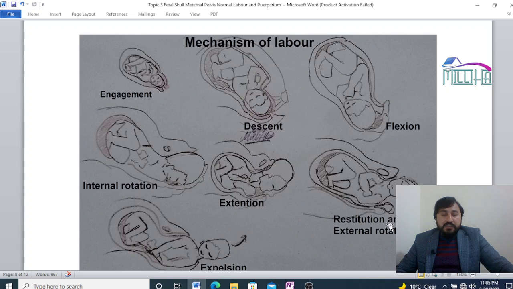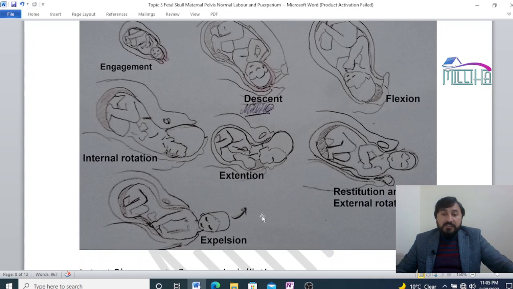restitution and external rotation. The head here looks down, but here it looks up, so it has turned back. So it's restitution and external rotation. After external rotation, here is the expulsion with lateral flexion, lateral upwards. Okay, flexion completely. The baby is born completely.